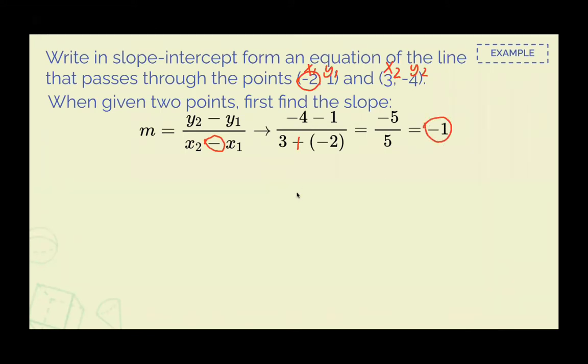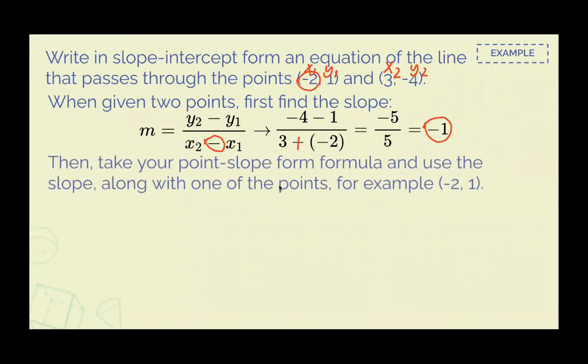Now that you have your slope, go ahead and use point slope form to plug in values. Choose one of the ordered pairs here, either (-2, 1) or (3, -4), to plug into point slope form. Again, it doesn't matter, whatever you would like to choose. I'll go ahead and choose (-2, 1) and label my coordinates as x1, y1.